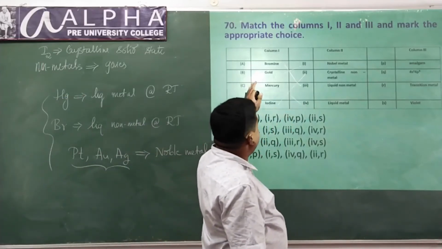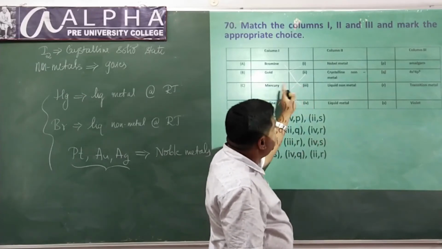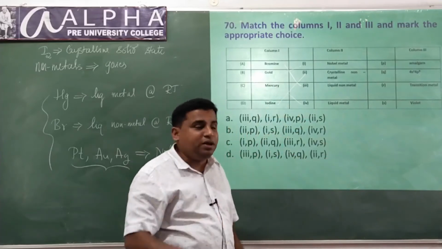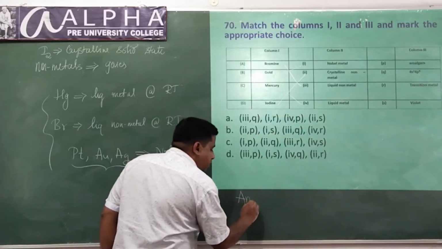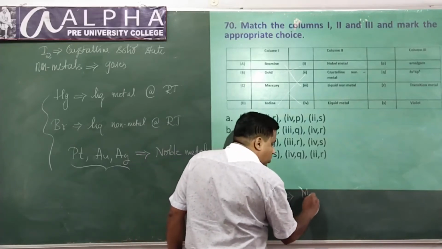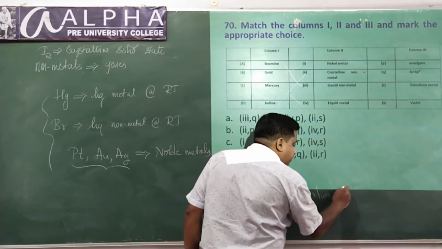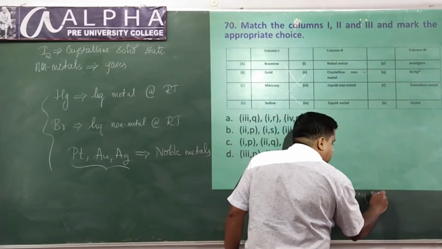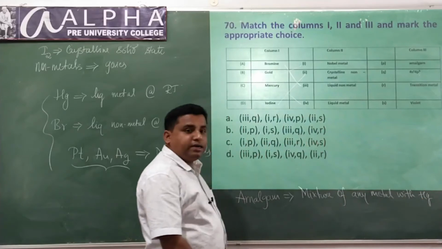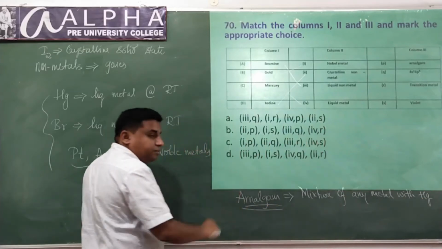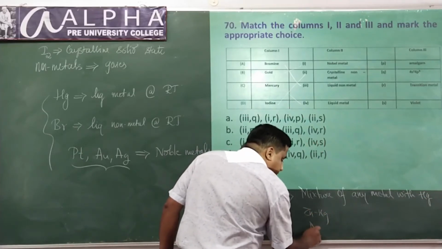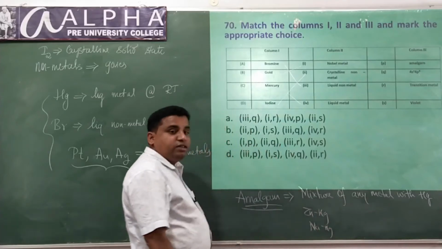So we have matched column 1 with column 2, and we have to match these two with column 3. Now, what do you mean by amalgam? Just try to understand. Amalgam is nothing but a mixture of any metal with mercury. Zinc amalgam is a mixture of zinc and mercury. Sodium amalgam is a mixture of sodium and mercury. A mixture of any metal with mercury is called an amalgam.